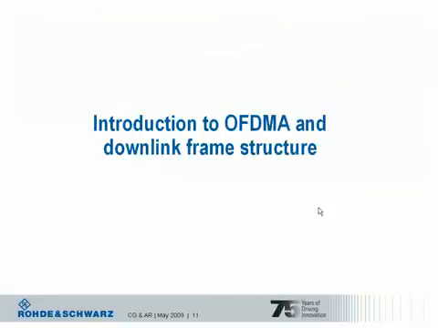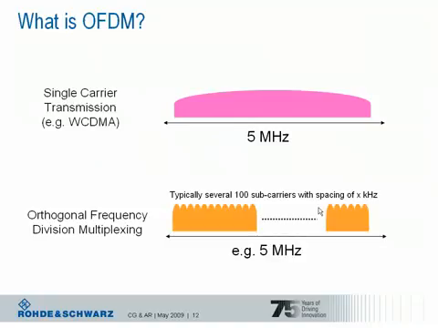Now let's have a closer look into the OFDMA multiple access scheme and the downlink frame structure for LTE. What is OFDM? In an OFDM system, the available bandwidth is subdivided into multiple subcarriers, and each of these subcarriers can be independently modulated.